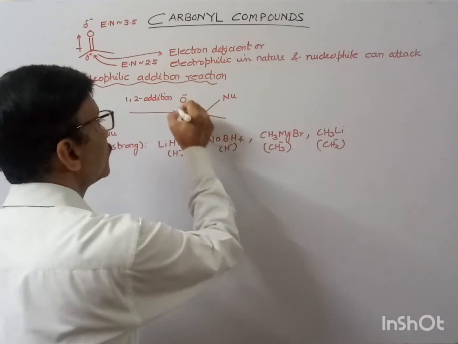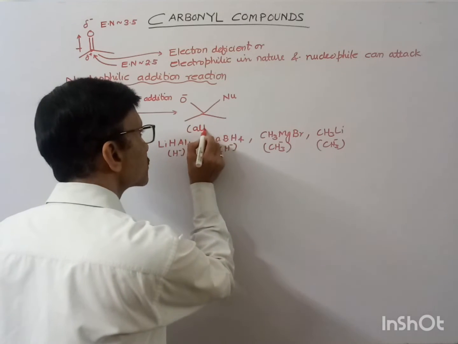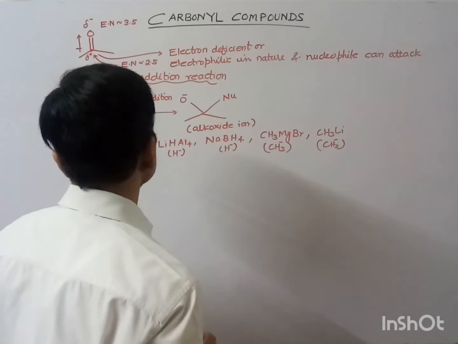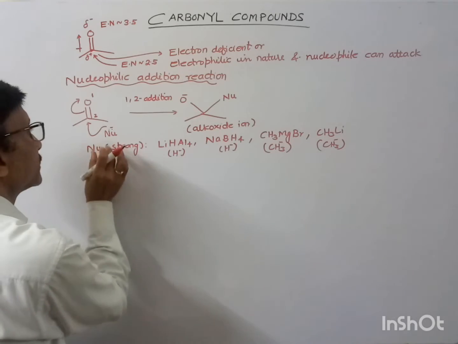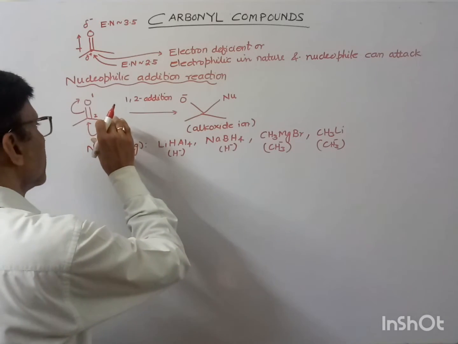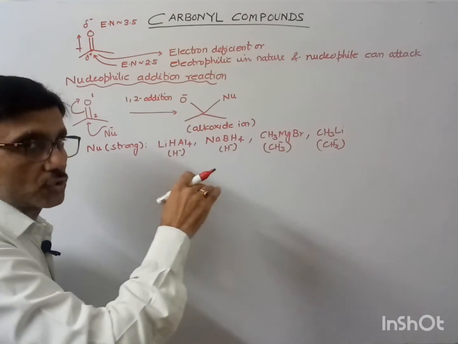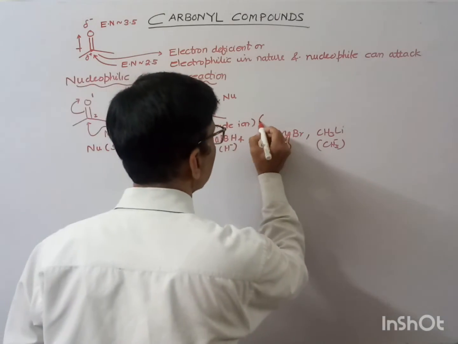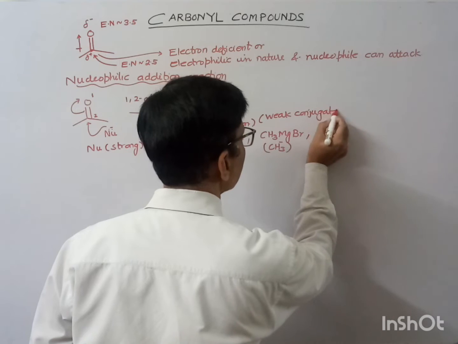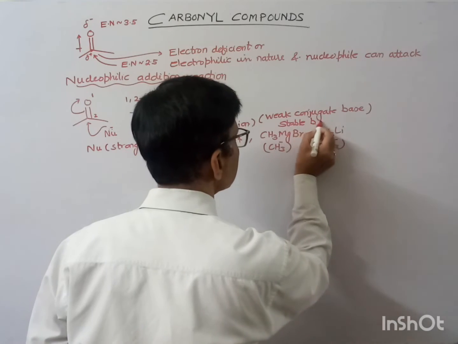That's why what you get here is an alkoxide ion, which is formed over here. Comparatively, this strong nucleophile is giving you a weak conjugate base. A weak conjugate base is formed over here, or we can say a stable base is formed like this.